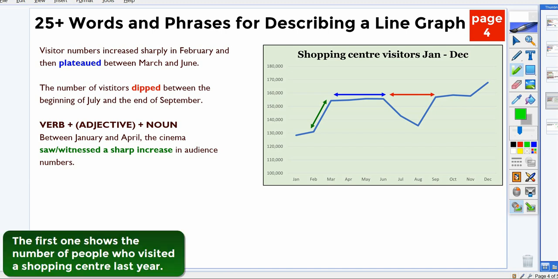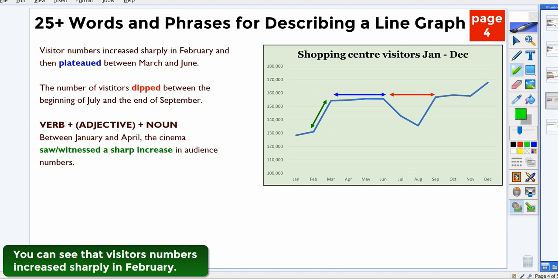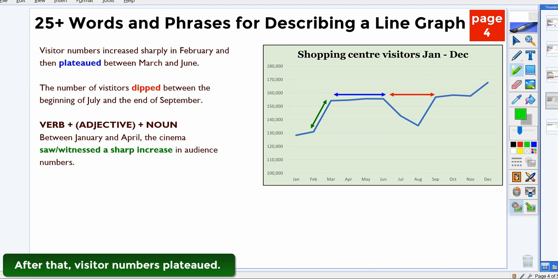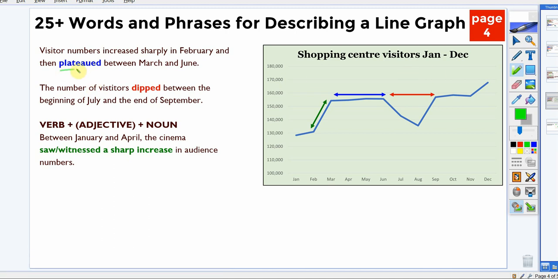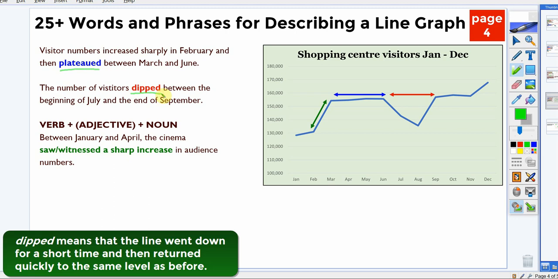The first one shows the number of people who visited a shopping centre last year. You can see that visitor numbers increased sharply in February. After that, visitor numbers plateaued. This means that they stopped increasing and stayed at the same level. During the summer, we can see that the number of visitors dipped. Dipped means that the line went down for a short time and then returned quickly to the same level as before.